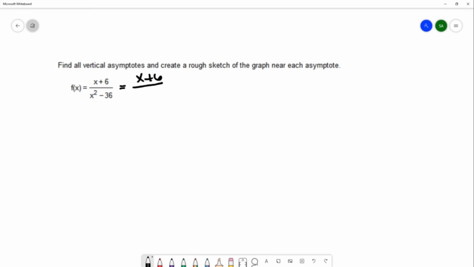the numerator is x plus 6, which is already factored. Denominator is x squared minus 36. This is a difference of squares. We can write this as x plus 6.